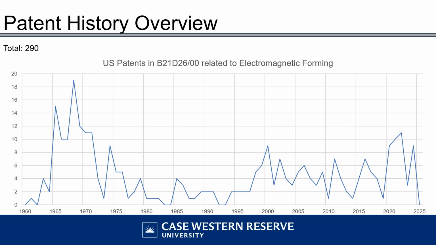Another trend that is less immediately evident in this graph, but which will become evident through examples shown in subsequent slides, is a transition from patents describing fundamentally new and innovative ways to use EM forming in its early history to increasingly specific and niche industrial applications of EM forming in recent years.